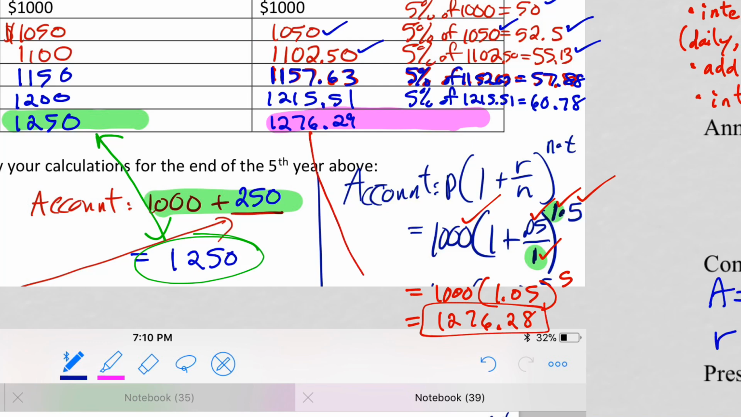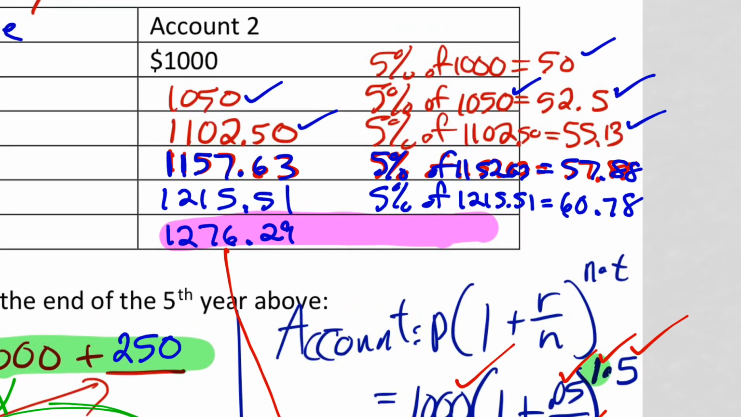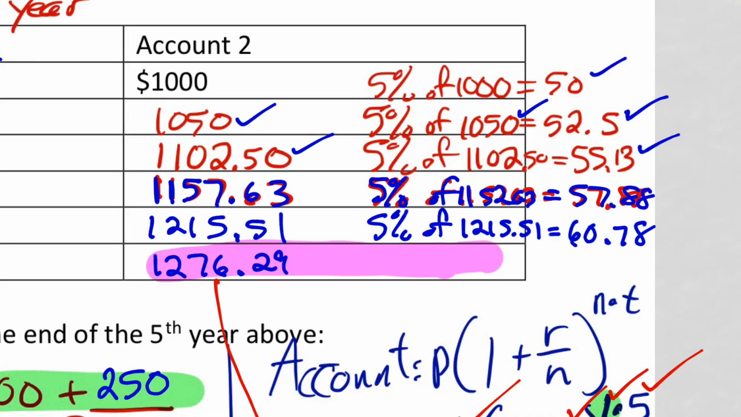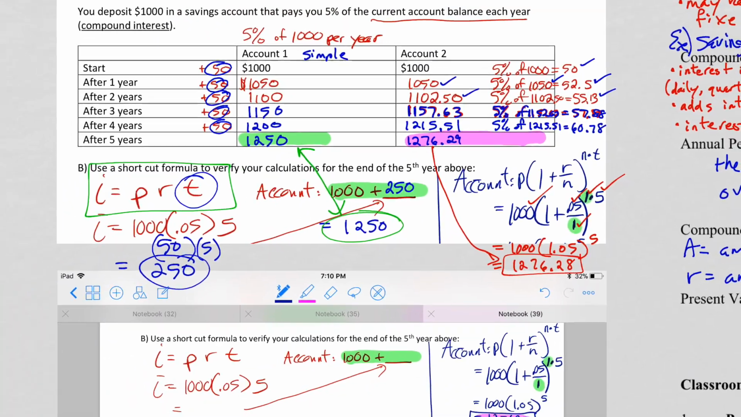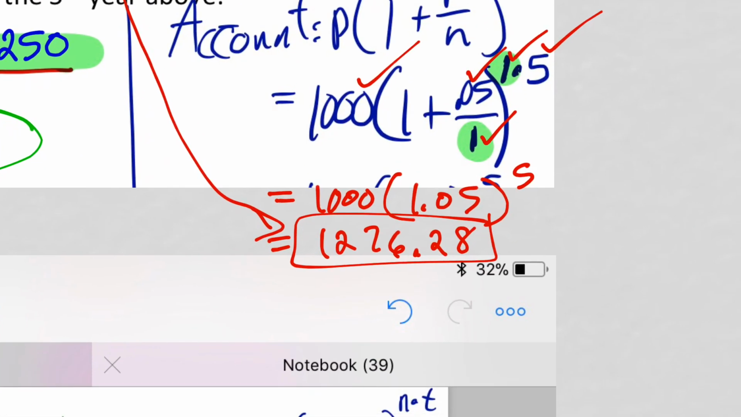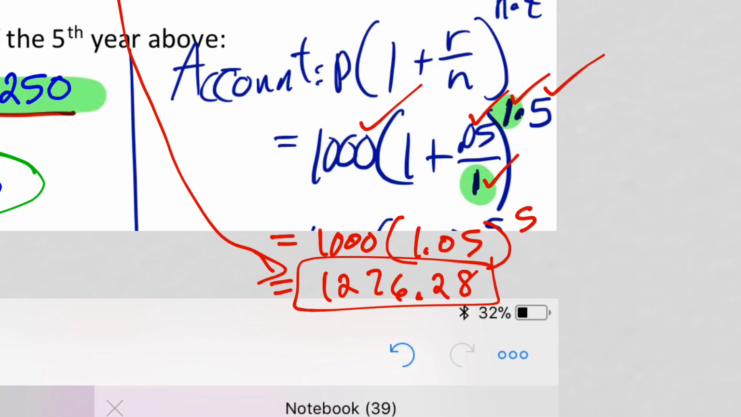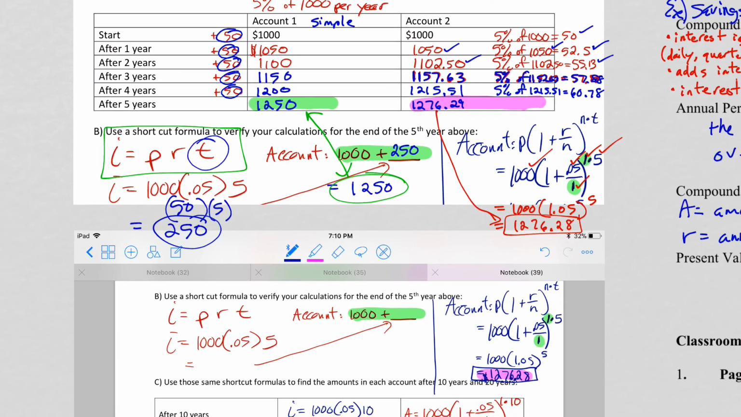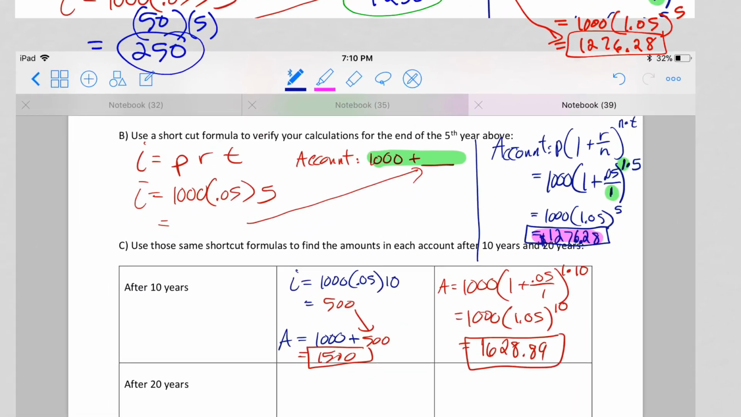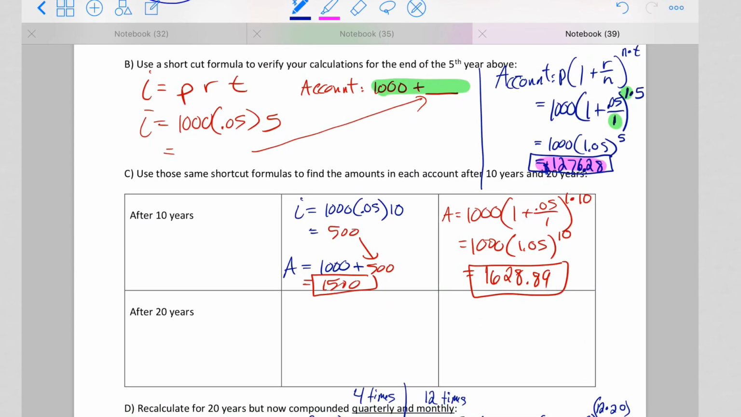Okay, so notice that we have our shortcut formula right here. Instead of doing all of this year after year after year, we can say, okay, which year do you want? You want 5 years? Great. We use this formula. We put the 5 and the 0.05 and the 1, and we get the same thing. Okay, so then I asked you guys to do different years.